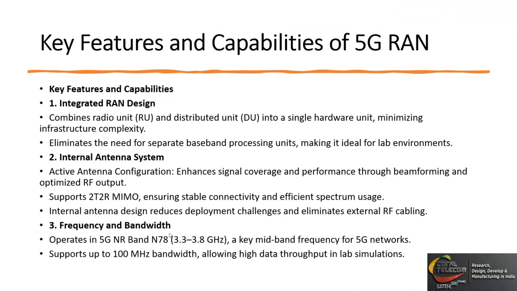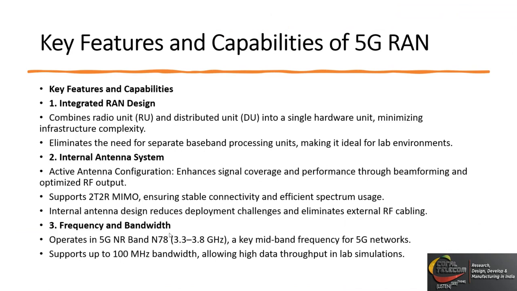Okay. Continue, sir. Then we have an internal antenna system. The active antenna configuration enhances signal coverage and performance through beamforming and optimized RF output. It supports 2x2 MIMO, ensuring stable connectivity and efficient spectrum usage. The internal antenna design reduces deployment challenges and eliminates external RF cabling.